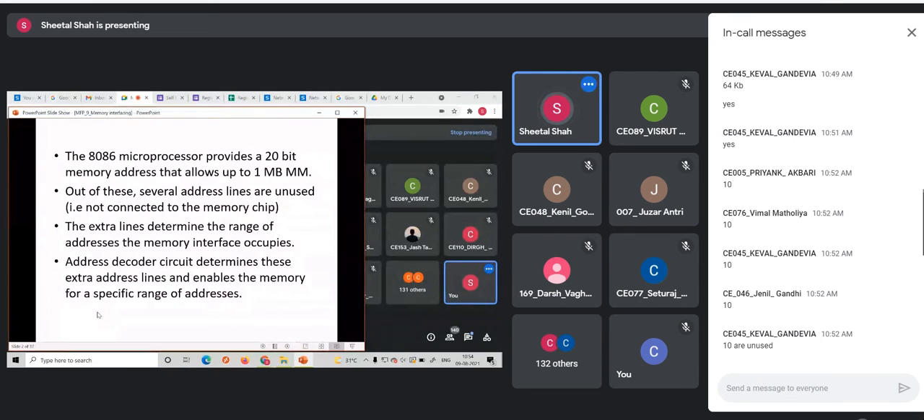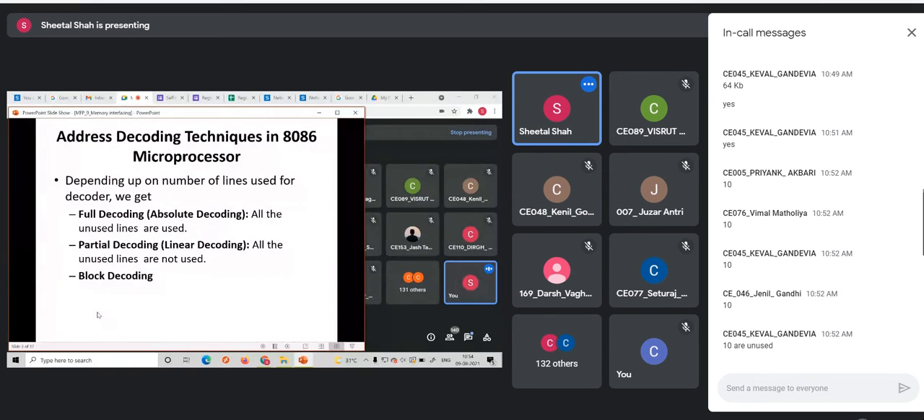Okay, so based upon the output of the decoder, we can find out what would be the range of addresses for a particular memory IC. We'll see this with the examples here. Before going through the examples, we'll see what the various address decoding techniques are.